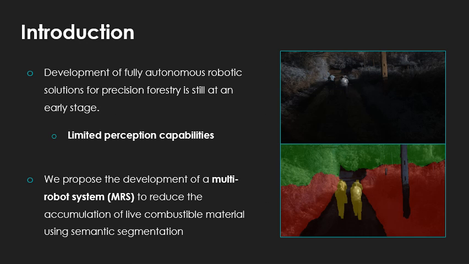Forestry robotics has great potential, although it's still in the very early development stages. One of the reasons why is its limited perception capabilities due to lighting and the sensors available. As you can see in the sample image, it is a dark image. It's hard even for a human to be able to identify the humans in it or differ the path from the trees. In this project, we propose the development of a multi-robot system to reduce accumulation of live combustible material using semantic segmentation.